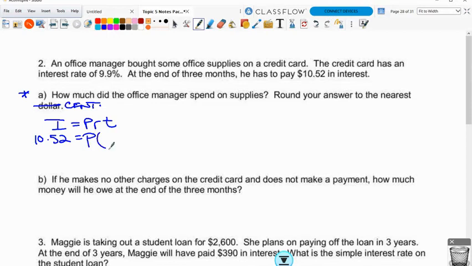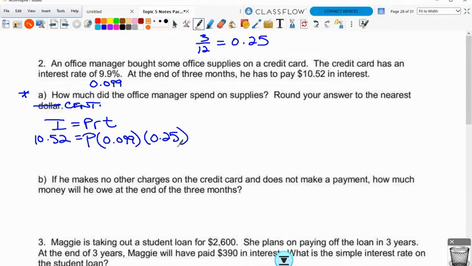R, the interest rate, 9 9/10%. Move the decimal point back twice to the left. That's going to give you 99 thousandths as your rate. And then T, your time in years, well, they said at the end of 3 months, so we have to do 3 divided by 12, which we did before, came out to be 25 hundredths. So our amount of time in years is 25 hundredths.